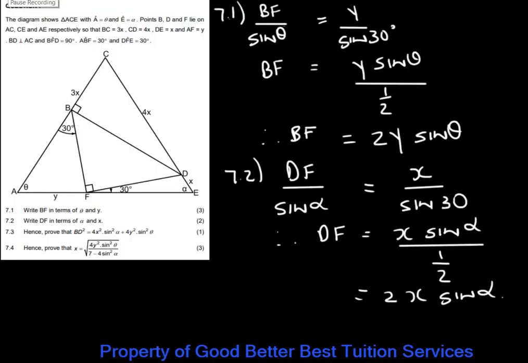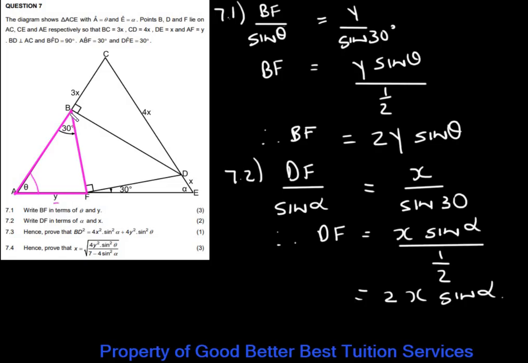Right, let's look at question 7. Now we are getting to sine, cos, and area rule. 7.1 says, write BF in terms of theta and y. So what we see: let's look at this purple triangle. We see that BF over sine theta, which is that angle there, is equal to y over sine 30. There's y, there's sine 30.